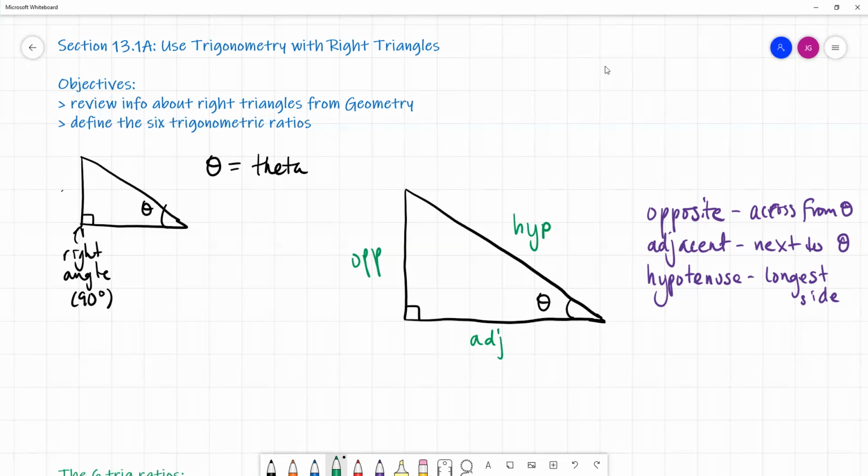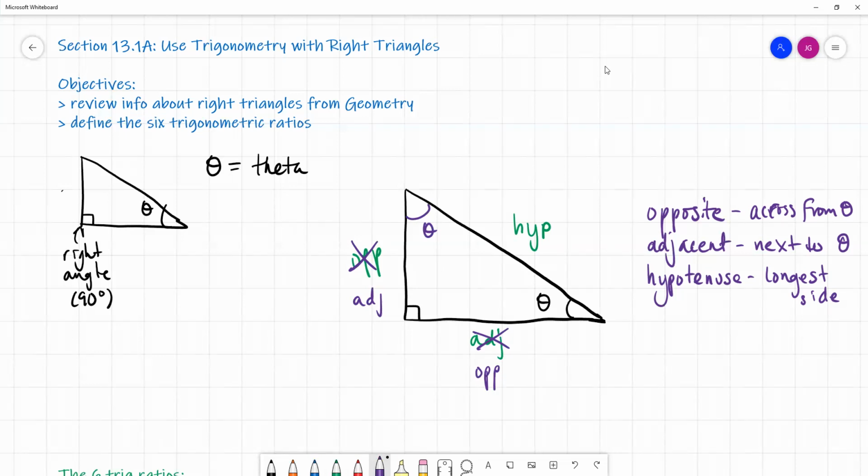So that's kind of the labeling for that. And understand that if I change where I put theta, for example, if I put theta here, if I instead put it there, then this would no longer be the adjacent side, it would be the opposite side. And this would no longer be the opposite side, it would be the adjacent side. And then this would stay the hypotenuse, okay? Now, that's kind of on a case by case basis.